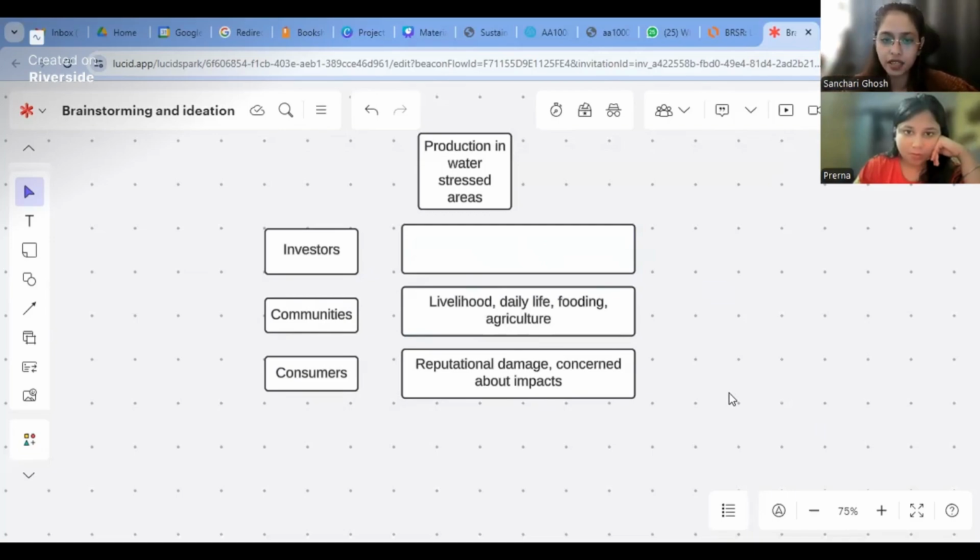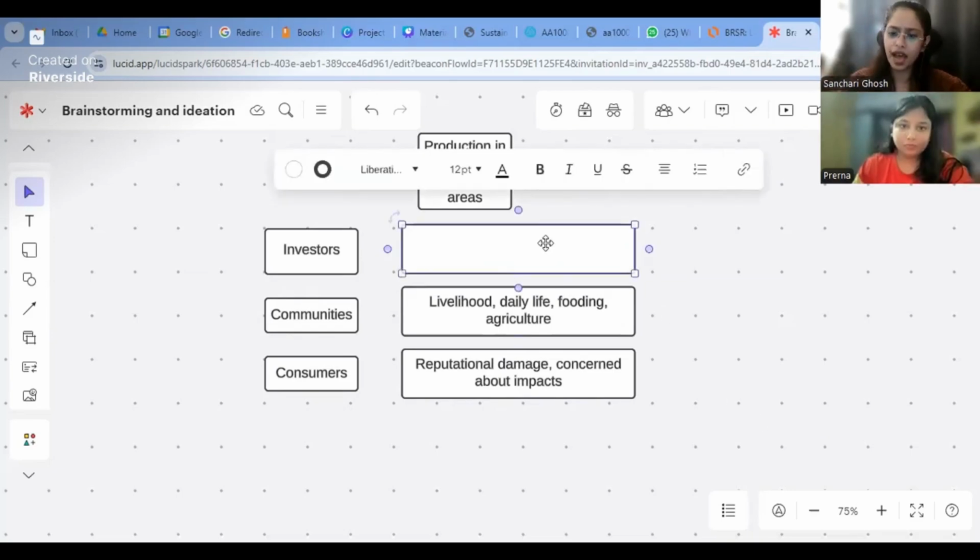It's not selling because my consumers don't want it. My communities are also creating a ruckus over this, so I am eventually facing reputation damage. Then I'm facing legal fees, fines. So BRSR is asking you, where are all of your operations? What is the revenue from these operations which are being done in water stressed areas? So the double materiality is now this way of fixing everything.